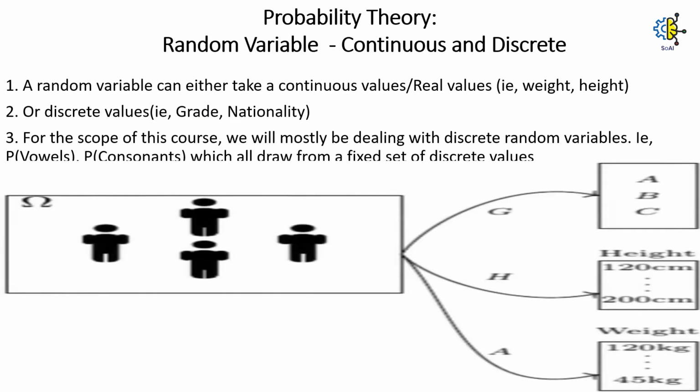Now, random variables in continuous and discrete. A random variable can either take continuous values, real values, that is weight, height, etc., or discrete values, that is grade, nationality. For the scope of this course, we will mostly be dealing with discrete random variables, that is, the probability of vowels, consonants, which all draw from a fixed set of discrete values.